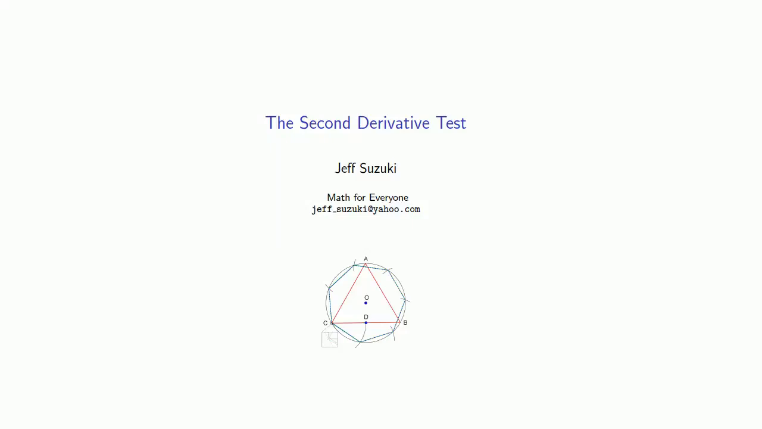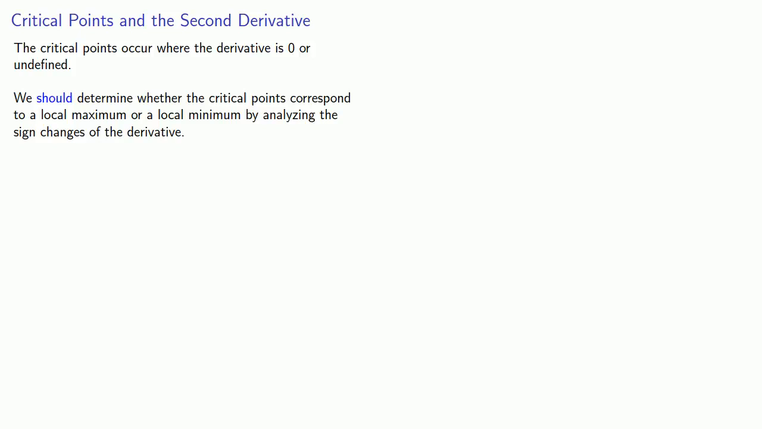One method we have of analyzing optimization problems is known as the second derivative test. And the most important thing to remember about the second derivative test is that it's mostly useless. So a quick review here, the critical points occur where the derivative is 0 or undefined, and we should determine whether the critical points correspond to a local maximum or a local minimum by analyzing the sign changes of the derivative around the critical point.